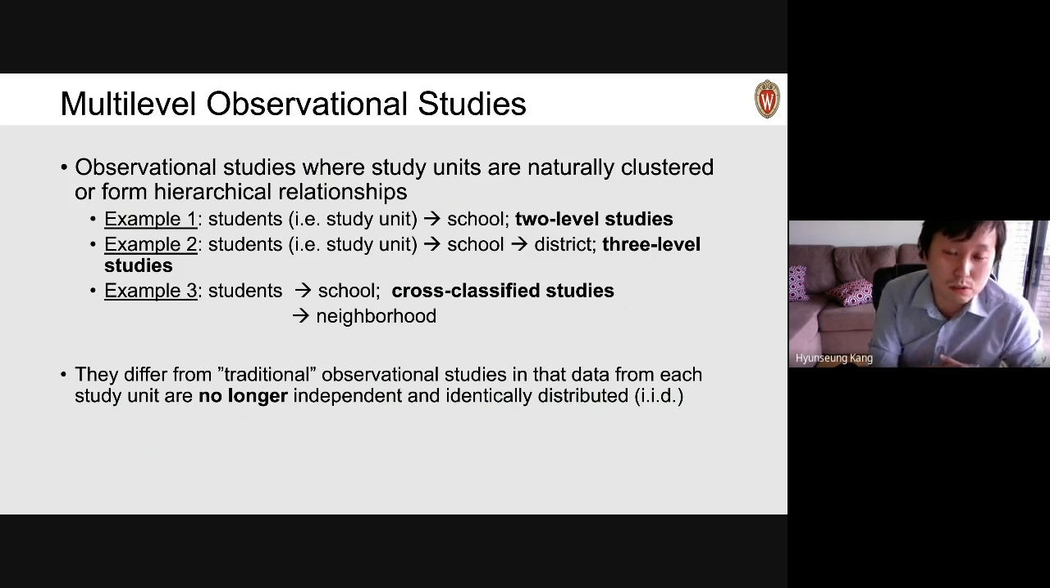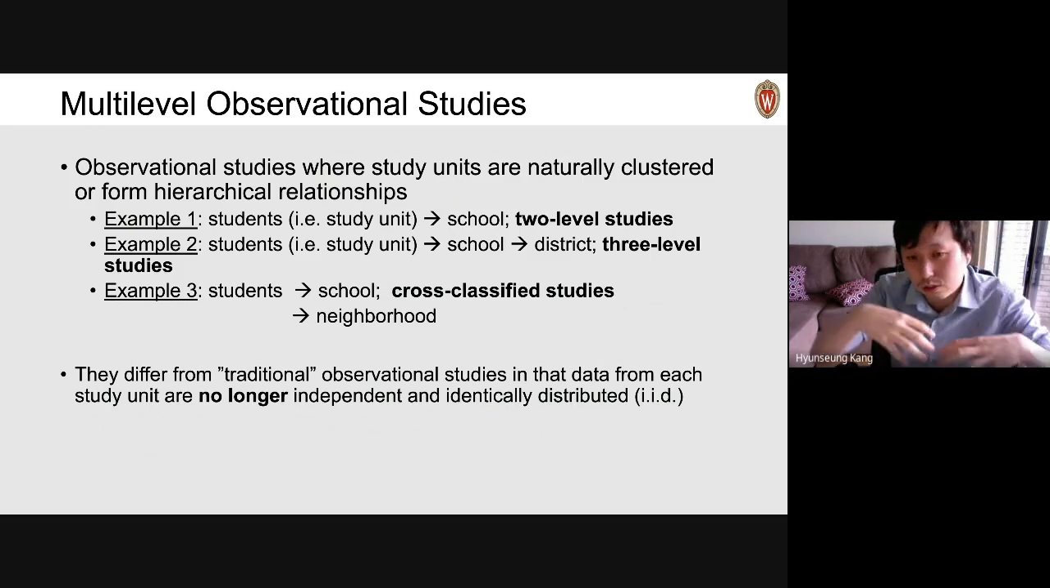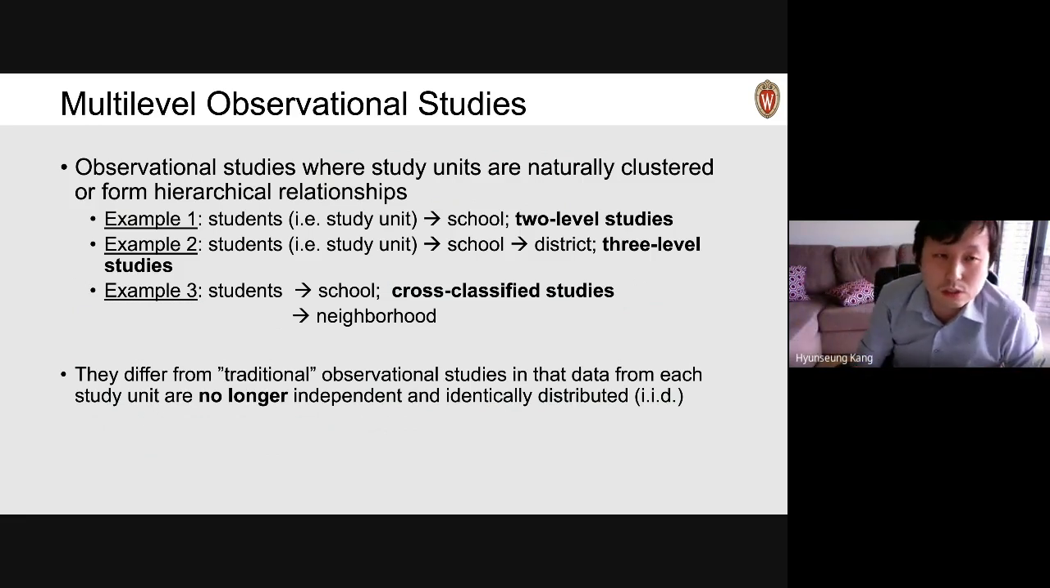Or in the case of education, which happens more frequently, students might be naturally clustered into schools, and these are known as two-level studies. Or students might be naturally clustered into schools, which may be naturally clustered into districts. These are known as three-level studies because there are three levels of hierarchy. Or students may belong to two non-nested groups, so they may be naturally clustered into the school they go to, as well as into which neighborhood they grew up in. And that's known as a cross-classified study. So these nesting relationships don't have to be hierarchical in nature. It can be a non-nested structure. And this type of observational study is known as a multi-level observational study.